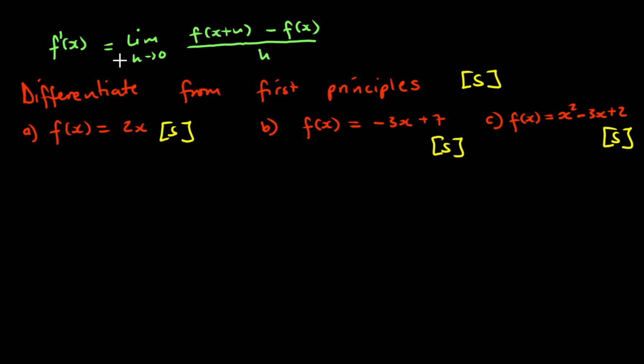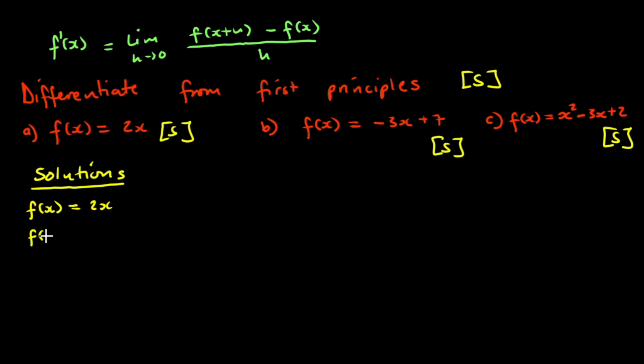Okay, look at your formula. Your formula has this part and that part, f of x plus h and f of x. So what are we going to do? We are going to take this and write it here. That's f of x is equal to what? Is equal to 2x. That's your first step.